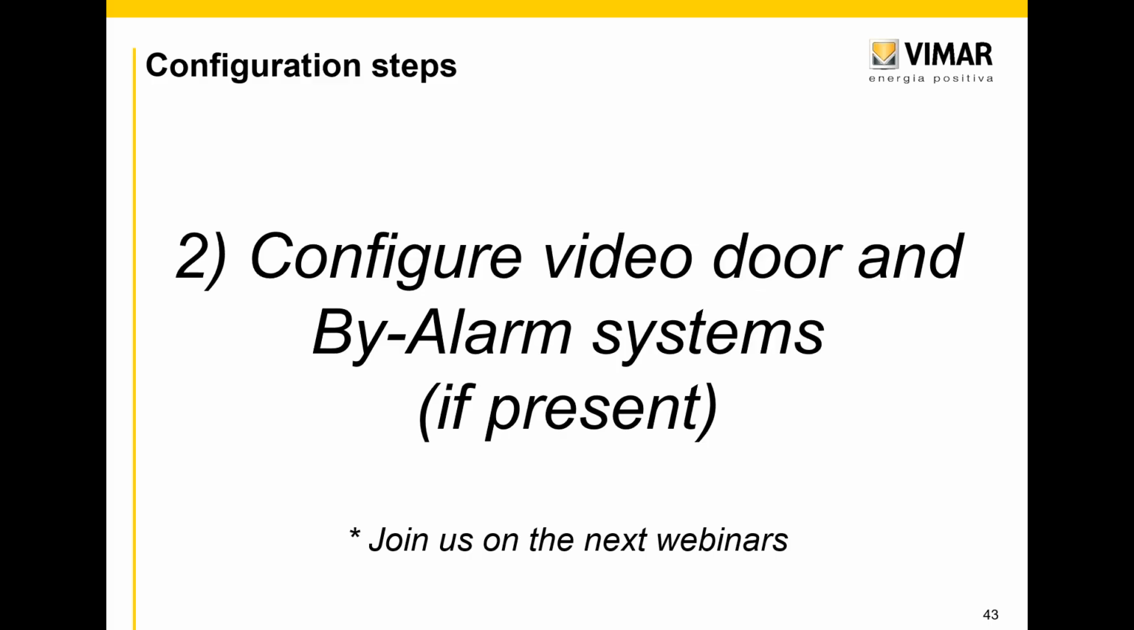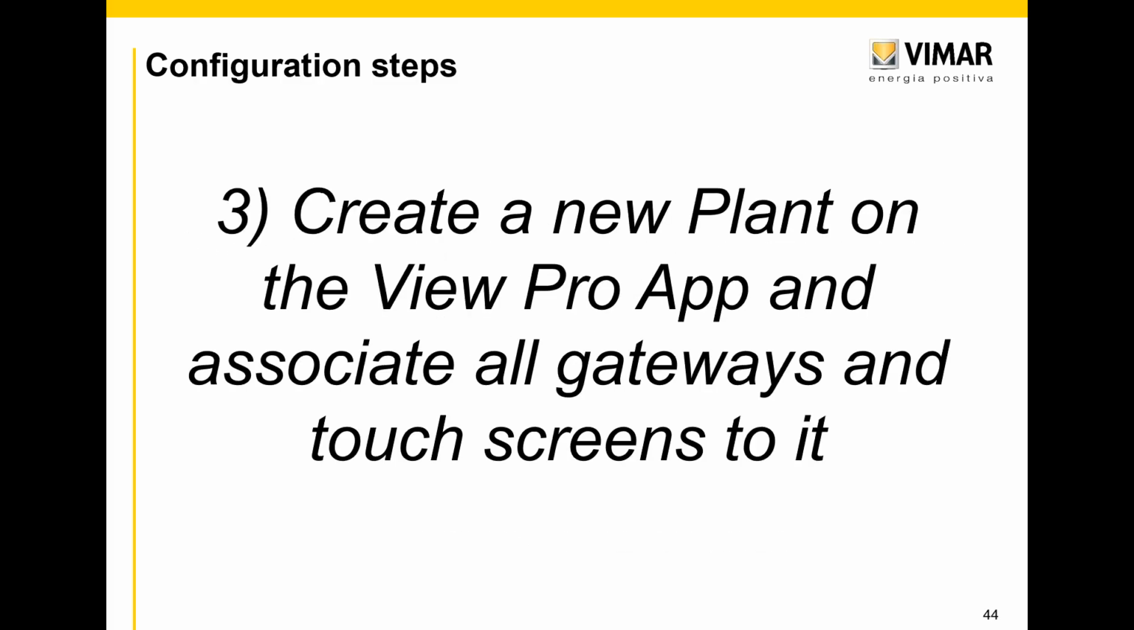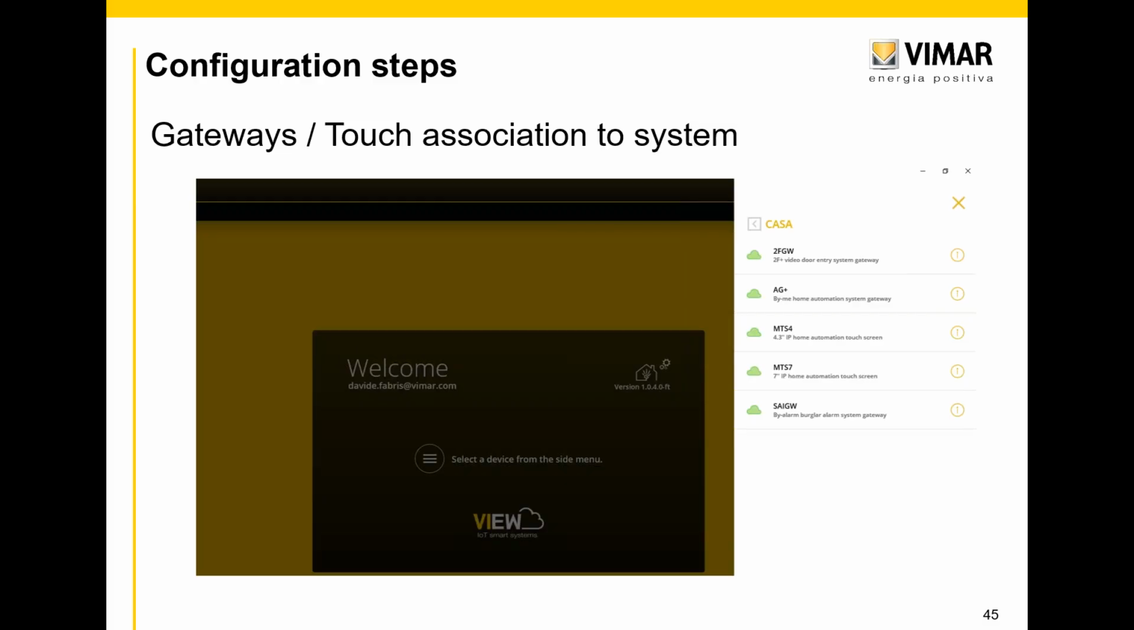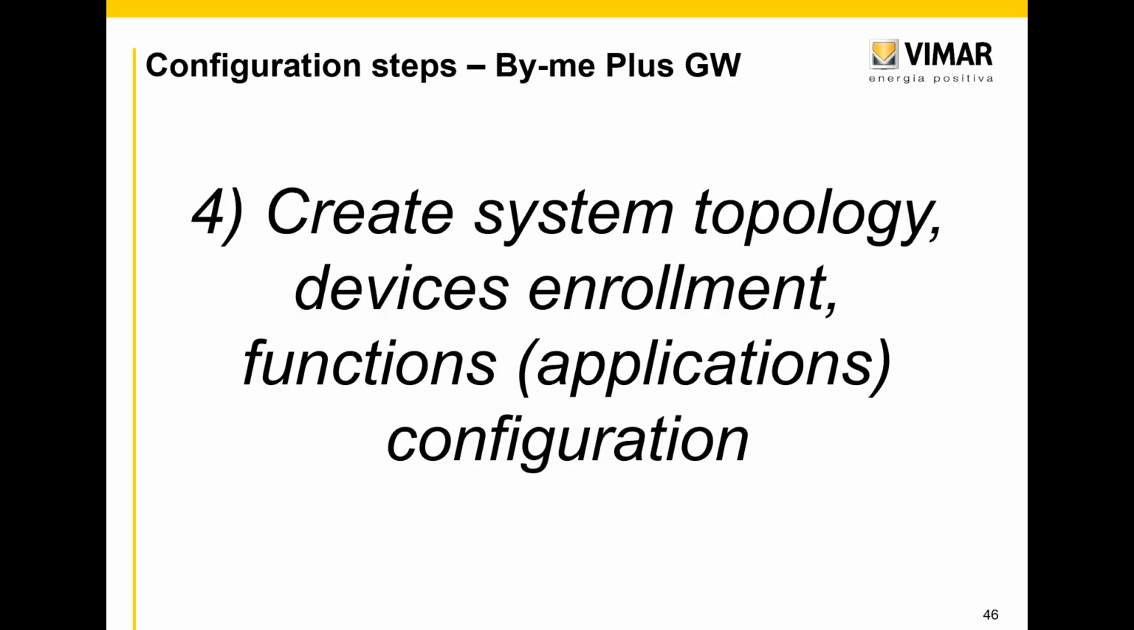Configure the video door and buy alarm system as usual, if they are present. Please, again, here you see, join our next webinar. Create the plant, so the project with the name, and then associate the gateways. Here, for instance, you see the list, the name is a casa, home, and then all the gateways and touchscreens connected to this system. Then you create the system topology, the device enrollment, and the application.